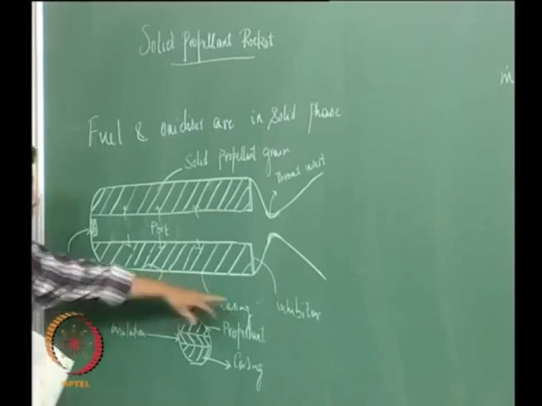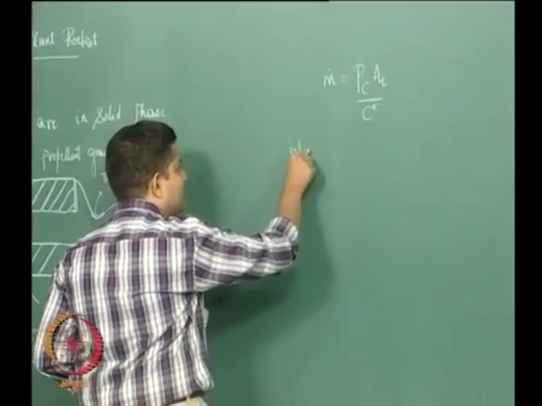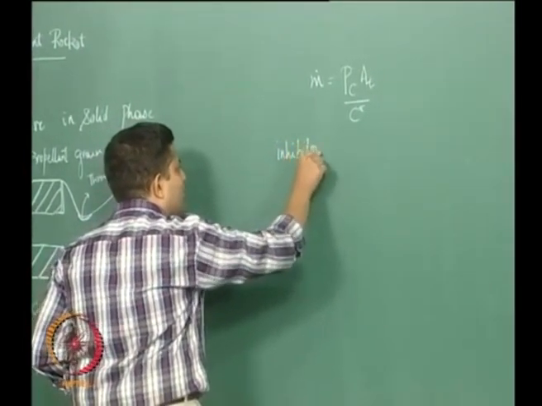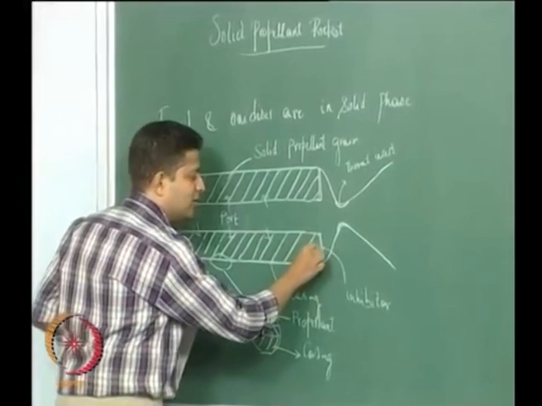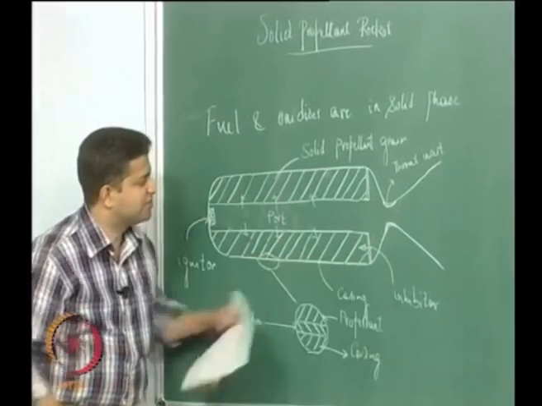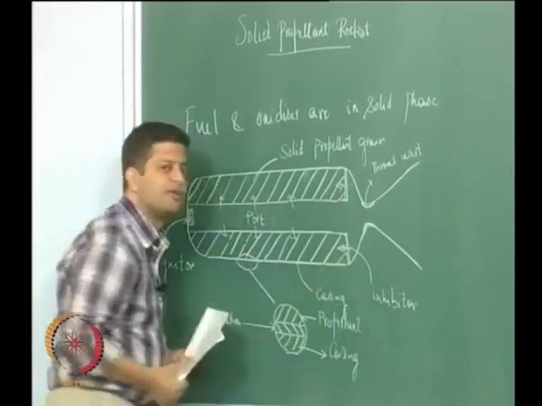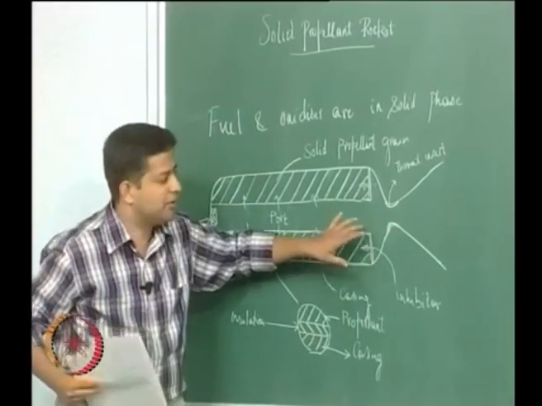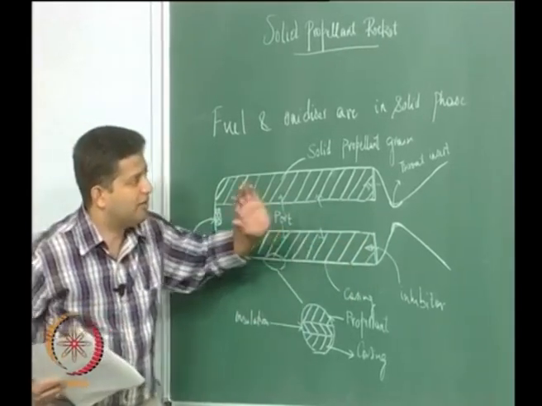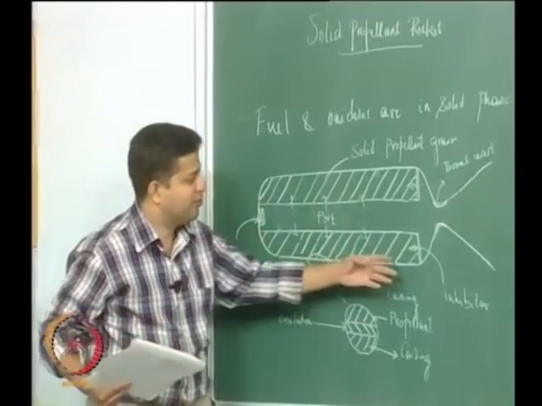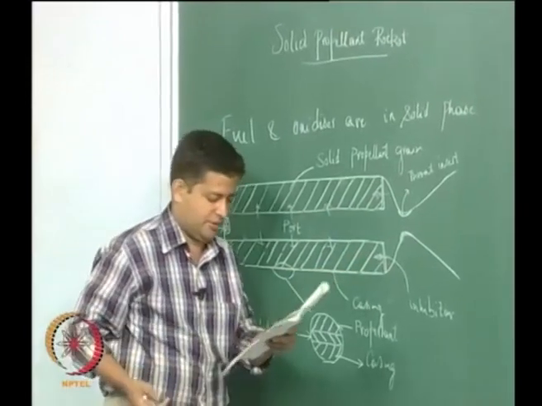If you look, this has also something known as an inhibitor. Now, an inhibitor prevents combustion from taking place in this direction normal to this surface. So, there will be no combustion in this direction, because this propellant is also exposed to hot gases, so this could burn. Whenever you do not want an exposed surface to regress, you can apply an inhibitor, and that will prevent combustion from taking place in that direction.